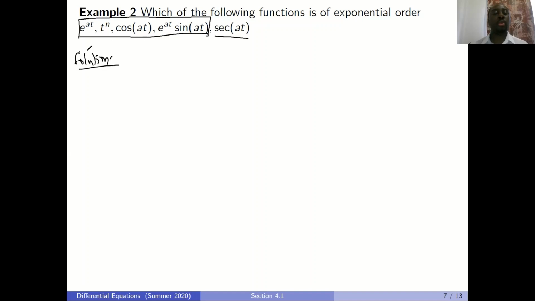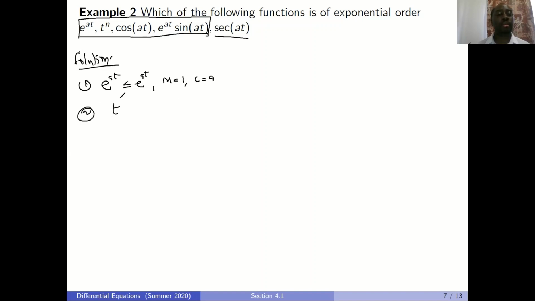Okay. And so what we're going to do is to then compute the Laplace transforms of these functions. And you can have that as a reference. Okay, so let's go ahead and see. Is e to the at of exponential order? Yes, because this is less than or equal to e to the at, right? Which is the very definition of exponential order, where here my M is 1 and my c is a. Okay, so this is definitely of exponential order.